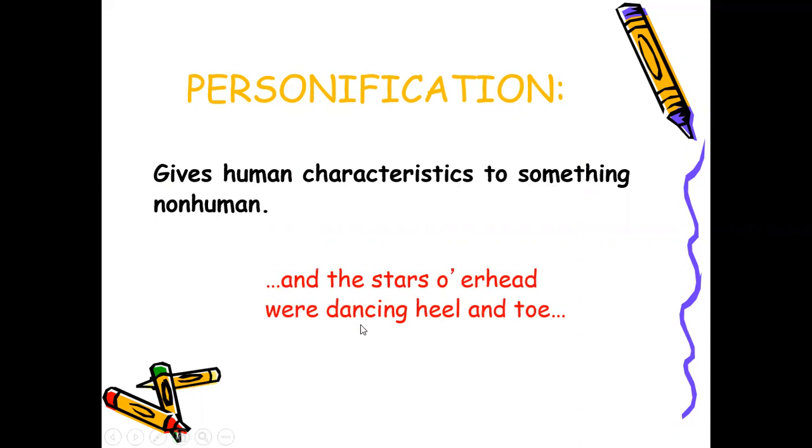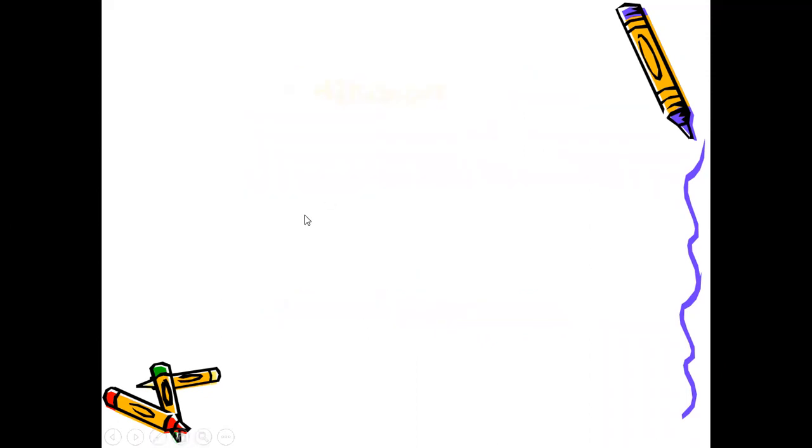Can the stars dance? Of course they cannot. No star can dance at all. So here, he's using personification as if the stars were humans and those humans were dancing. Do the stars have heels and toes? No, very good. So he personified the stars as humans dancing with their heels and toes.